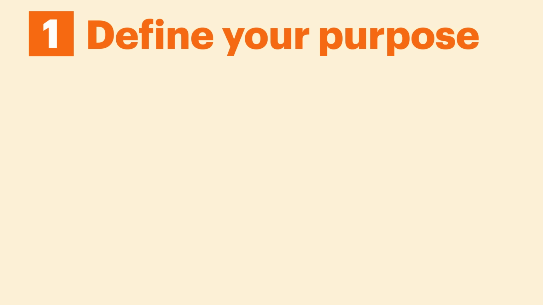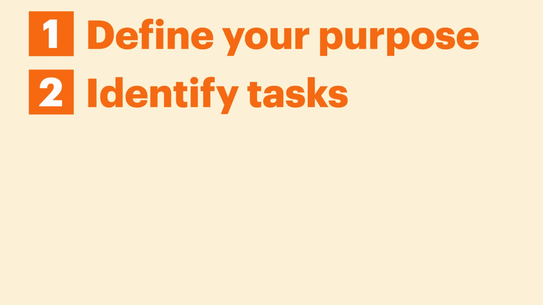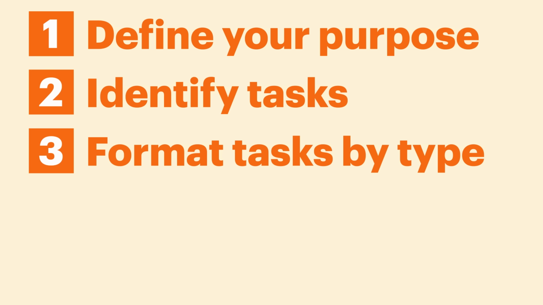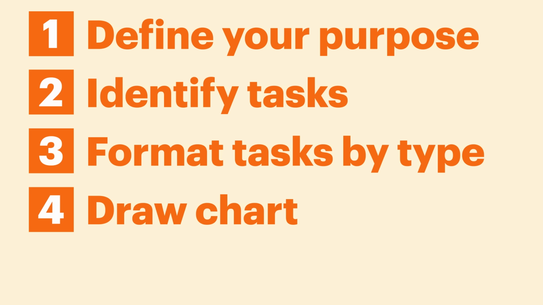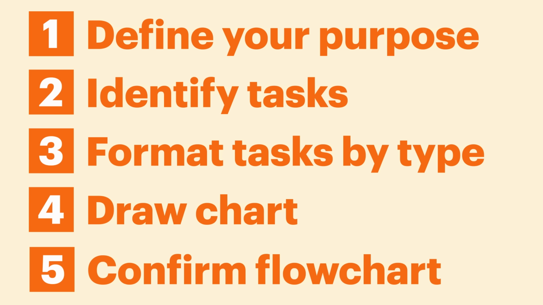All right, there are 5 steps you need to think about when you're creating a flowchart. They are, first, define your purpose and scope. Second, identify the tasks and then place them in chronological order. Third, format tasks by type and correspond that to the correct symbol. Fourth, draw your chart. And fifth, confirm your flowchart. All right, let's build out a flowchart together using those steps.